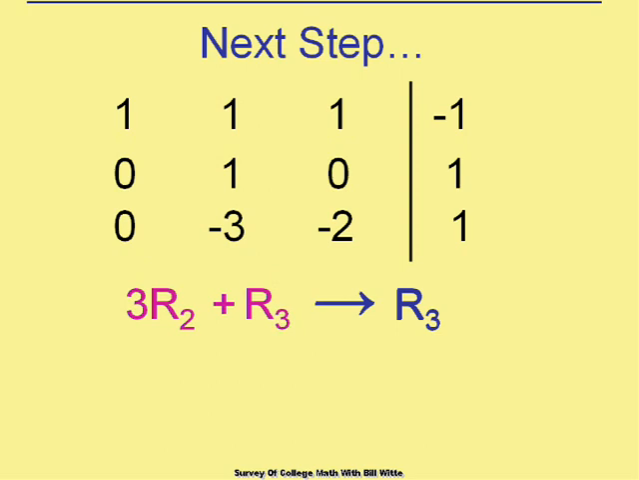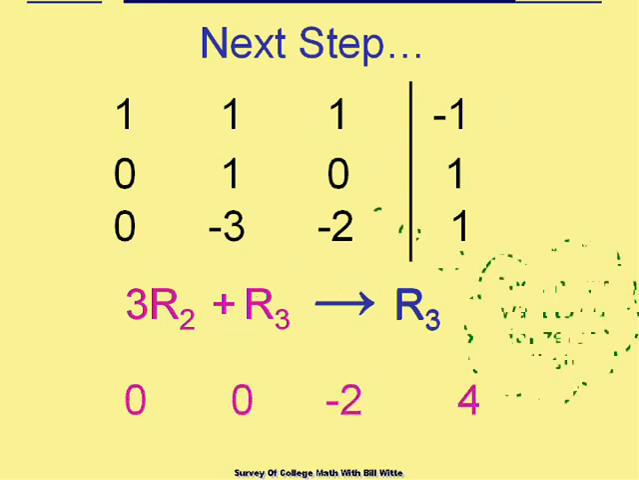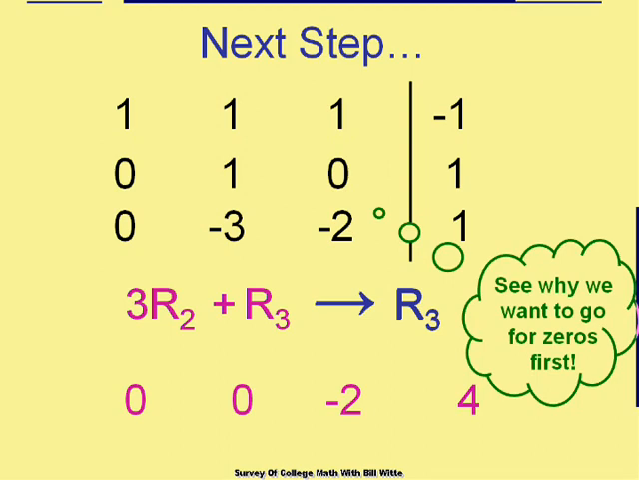Okay, so once again, multiply row 2 by the number 3, add it to the actual third row, and replace the third row with that calculation. And look what I get. What do you love? I meant to do that.